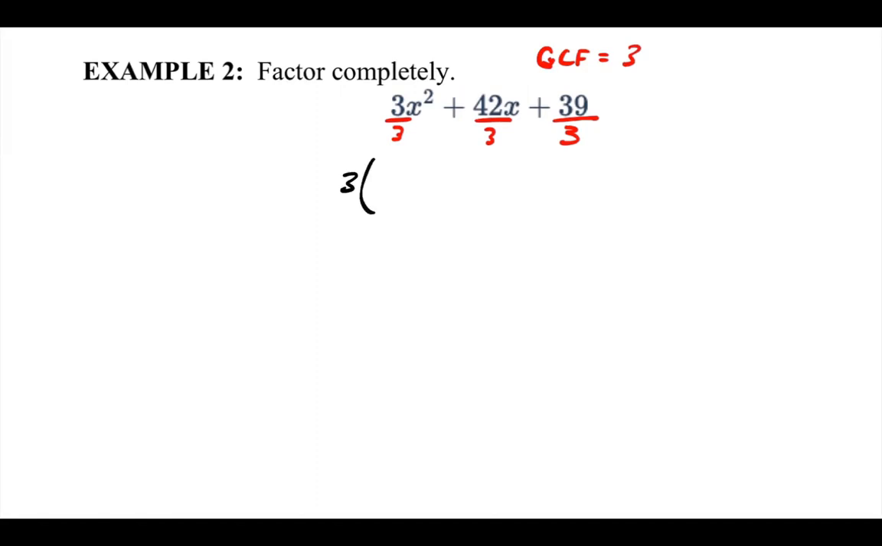So I get x squared plus 14x plus 13. A, B, C. Let's see, A is 1 now because I'm only focused on the inside. I don't focus on the 3 on the outside. It's been factored out.